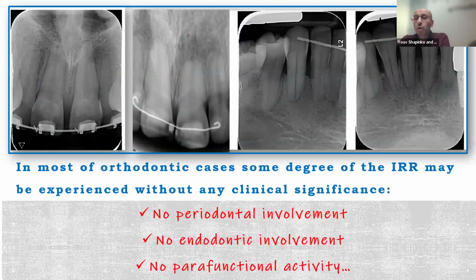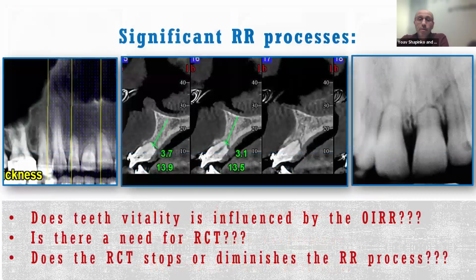So what should we know about root resorption, and how concerned should we be about these side effects? Let's say that in most orthodontic cases, hopefully for us, there is always some degree of root resorption. Some degree of histological or radiological root resorption may be experienced without any clinical significance, meaning no periodontal involvement, no endodontic involvement, and no parafunctional activity. But there are still several cases, and we know about these cases.